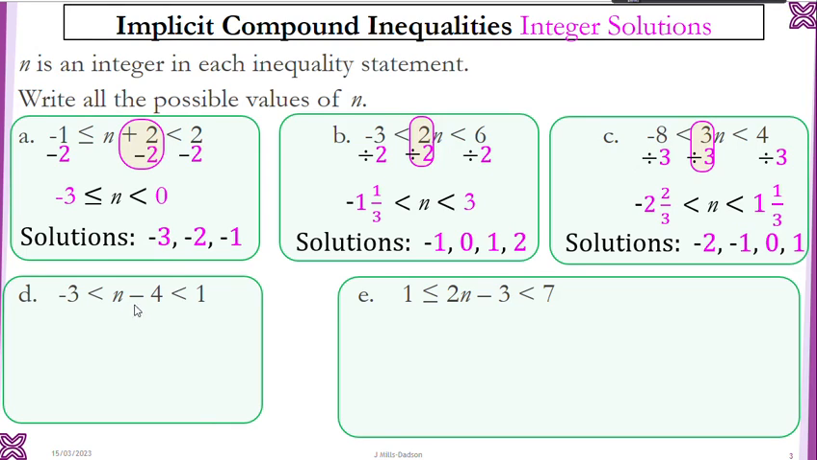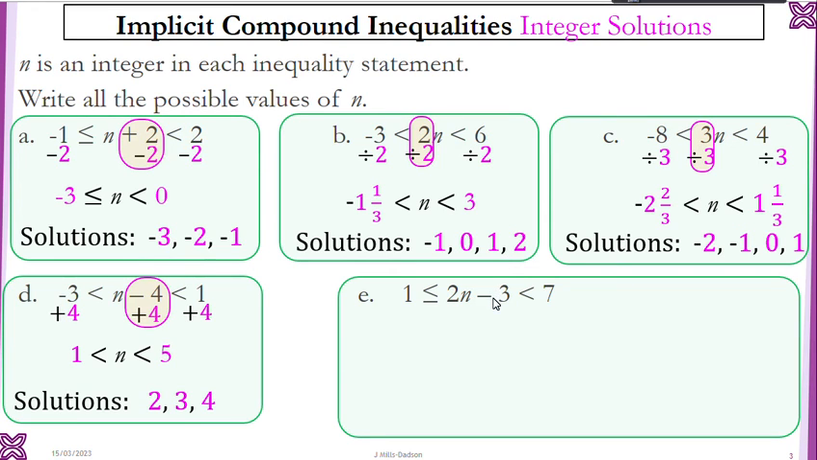The fourth example, to make n minus 4 equal to n is to add 4 to it. So we're going to add 4 to the left hand side and add 4 to the right hand side. After working out, you have n is bigger than 1 and n is less than 5. So our solution will be 2, 3, and 4.